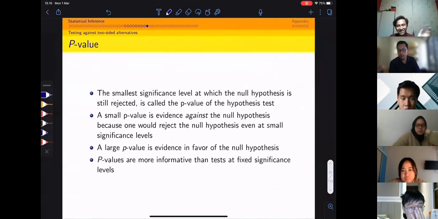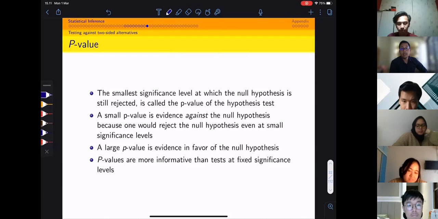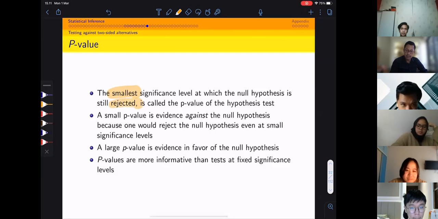All right, so I'll continue. Maybe in the previous slide, you've seen the p-value. And so what's the meaning behind this p-value? The p-value is actually a very important and very valuable piece of information that you'd like to get from your regression. It is basically the smallest significance level at which the null hypothesis is still rejected. So, two keywords: the smallest significance level at which the null hypothesis is still rejected. That's called the p-value.